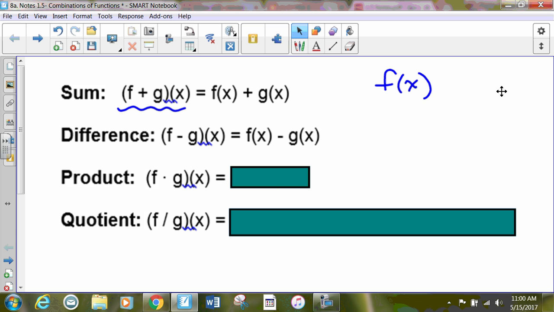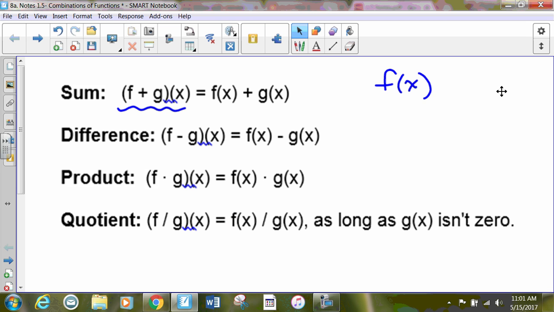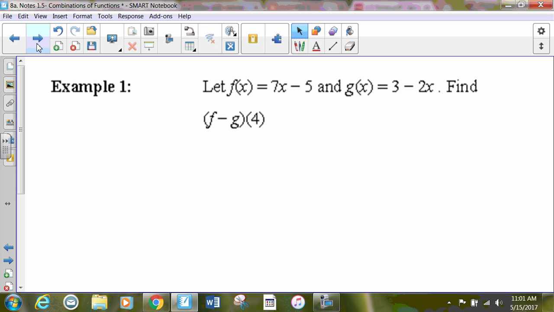And then I think we'll be able to guess what f times g of x is. It is f of x times g of x. And of course, f divided by g of x is the same thing as f of x divided by g of x, as long as g of x isn't 0, of course. That should be a review. Let's go ahead and see how we're going to use this.